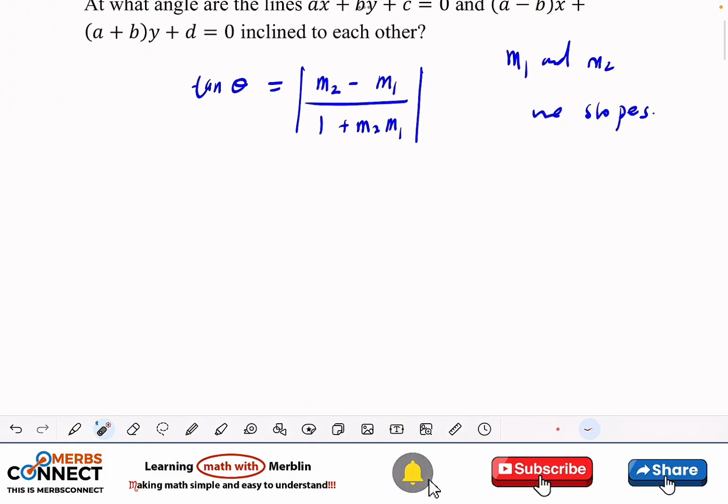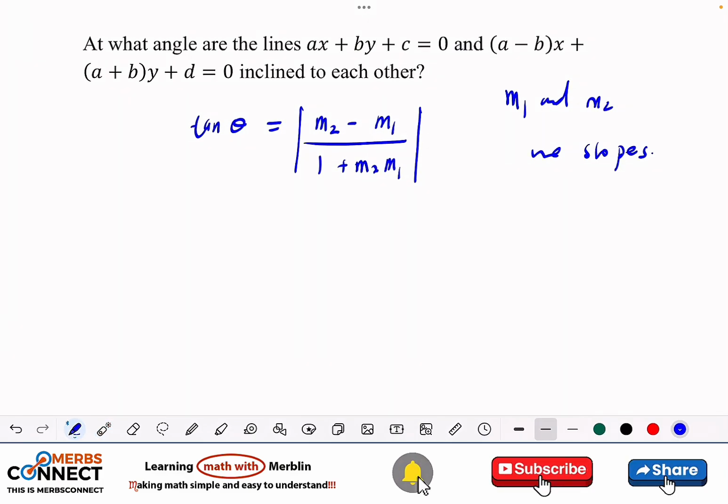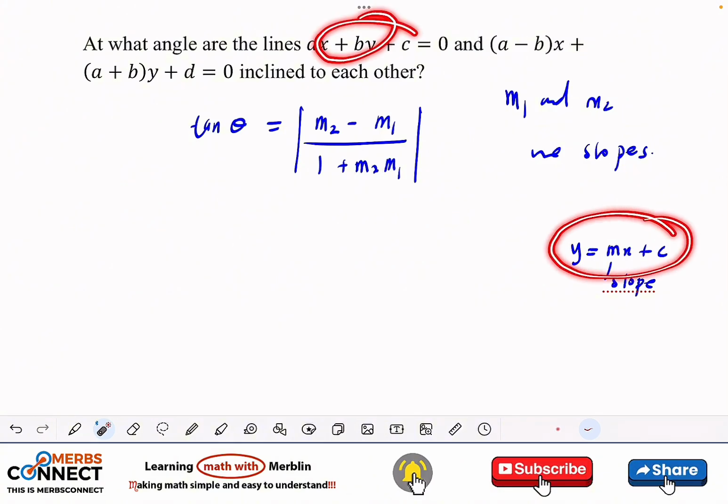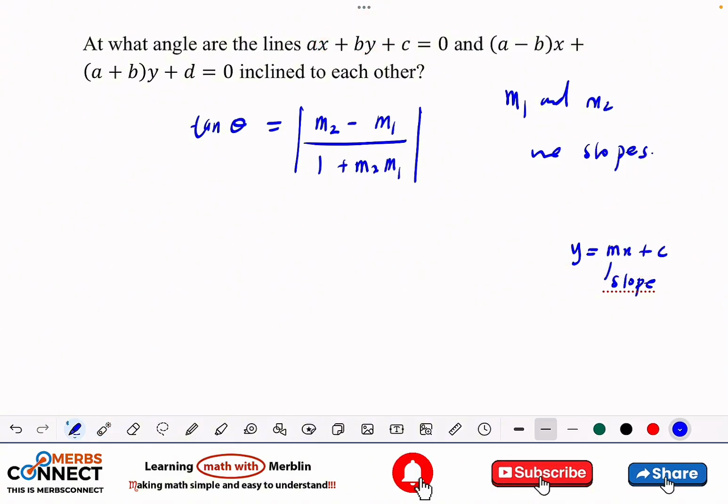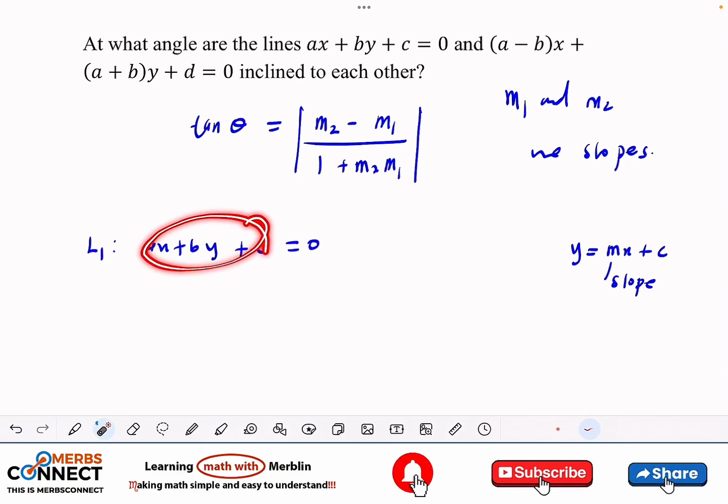So what is the first thing that we need to do? Let's write the equation of the line in the form y is equal to mx plus c, where m is the slope. We need to write this in this form so that we can pick out the slope. So let's assume that the first line, line L1, is ax plus by plus c is equal to 0.